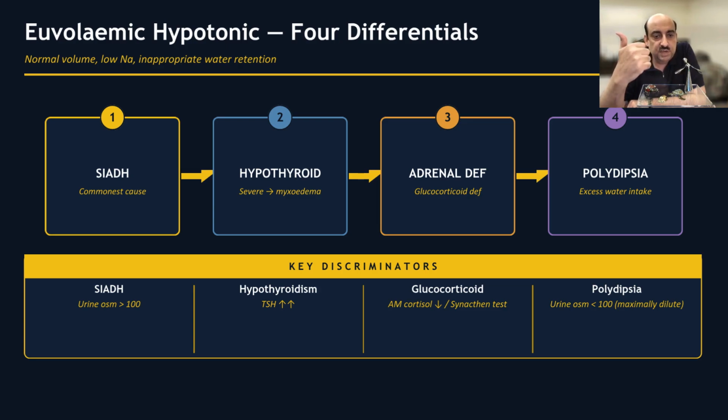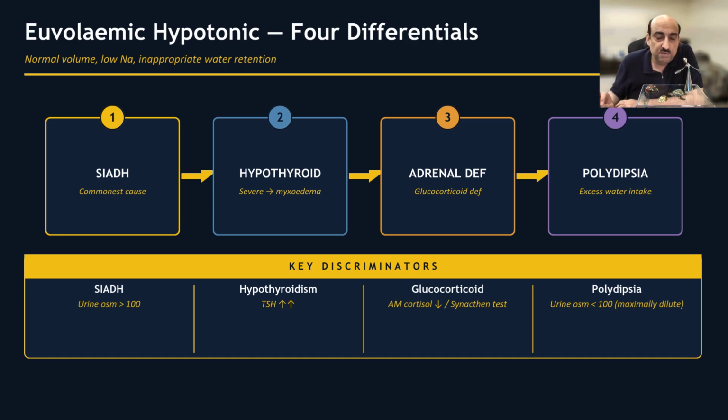Hypothyroidism, typically severe disease, myxedema territory. We are not talking about subclinical or mild hypothyroidism, which can lead to hyponatremia or moderate or severe hyponatremia. Glucocorticoid deficiency, so secondary adrenal insufficiency from pituitary disease or chronic steroid withdrawal. The cortisol deficiency disinhibits the ADH, so that leads to hyponatremia. Random serum cortisol or 9 AM cortisol plus or minus a short synacthen test will be confirmatory.